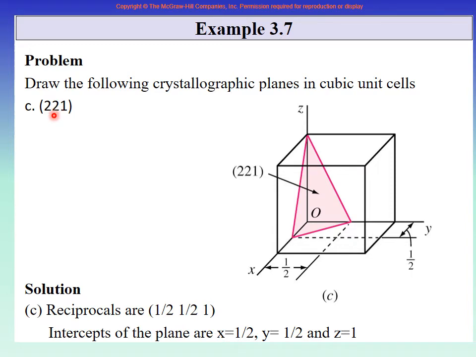So rather than reducing them first, dividing by 2 and so on, you know that from Miller indices, you first want to find the intercepts. Intercepts means 1 upon this. So this is half, half, 1 already. So therefore you have half, half, 1. Now go to x, a point at half. Go to y, a point at half. Go to z, a point at 1.